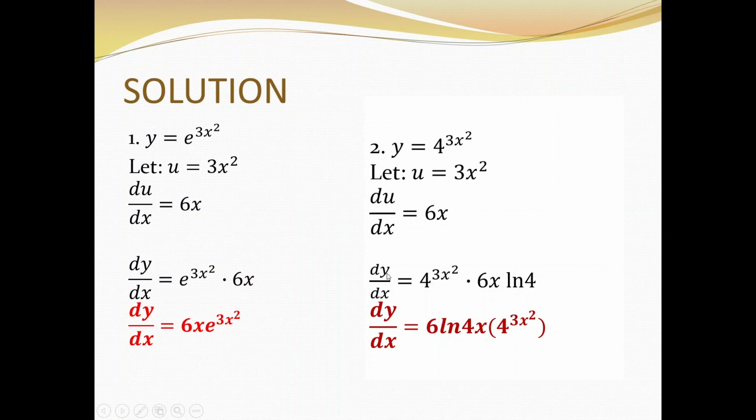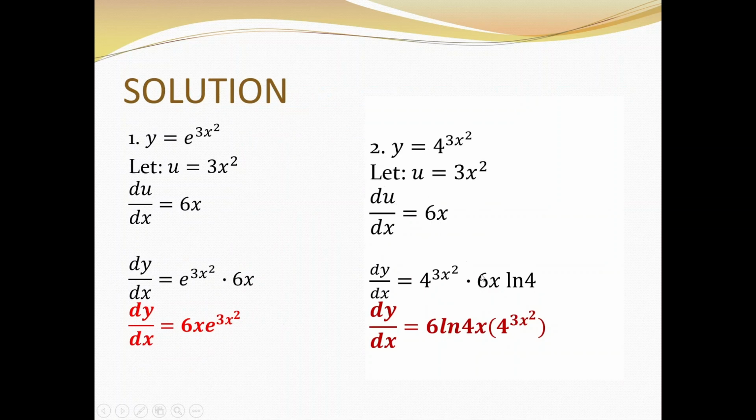And for the derivative of this function y with respect to x, this is a raised to u times the ln of a, and then to be multiplied by the derivative of u. So if we follow that pattern, this is now a to the u, so 4 raised to 3x squared times the ln of 4, and then times the derivative of u, which is 6x.